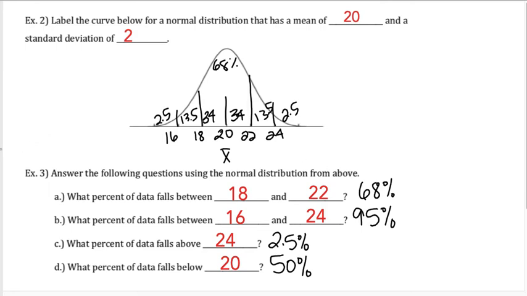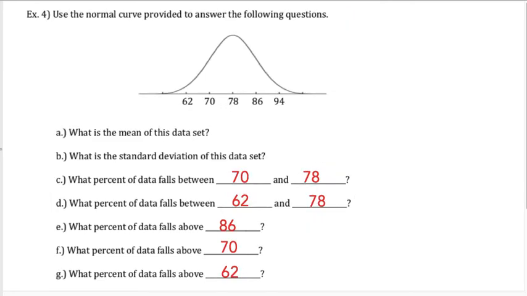All right, last example here, example 4. So use the curve provided to answer the following questions. What is the mean of the data set? So when we're looking at this curve, we know the mean is in the middle, so our mean is 78. What is the standard deviation? So we'd look and see the difference between each tick mark, and we can see that we're increasing by 8. Now let's answer these questions. What percentage of the data falls between 70 and 78?